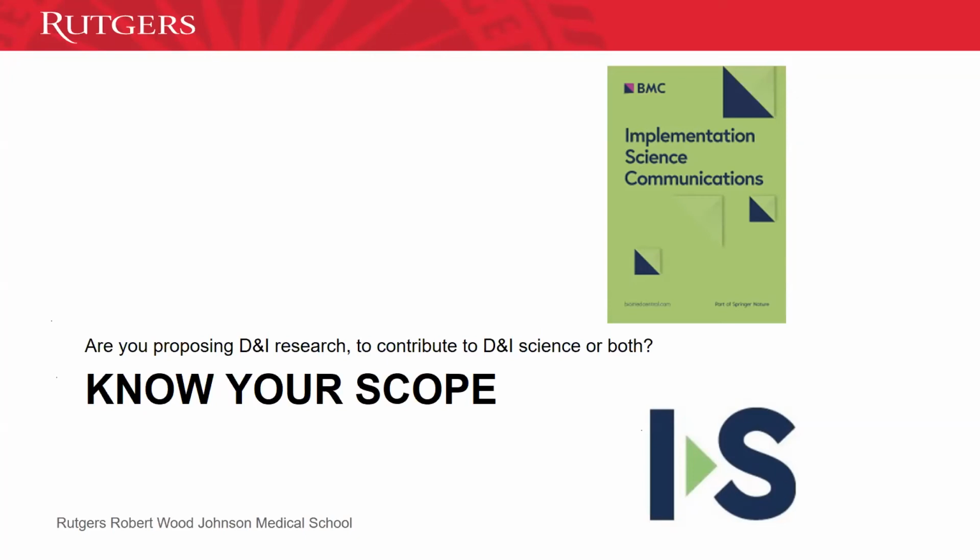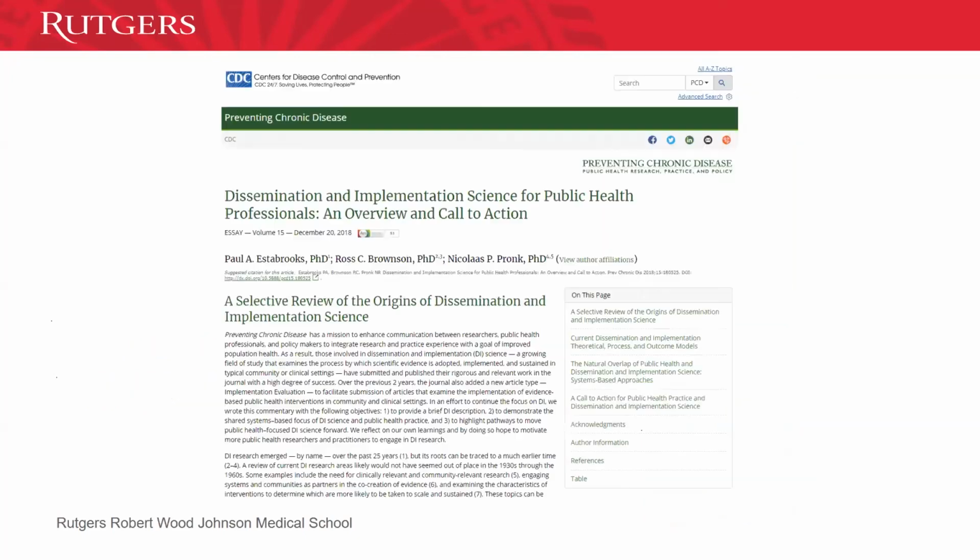And the reason I bring this up as an issue, next slide, is because, as Gila mentioned earlier, there is the science of dissemination and implementation, and then there's the process of doing DNI work. And this particular article from Paul Estabrooks, Ross Brownson and Nicholas Pronk, I think, is a really nice introduction for those who are trying to get your feet grounded and wet in understanding what the differences are, what is the history behind the science, and how do we move forward.